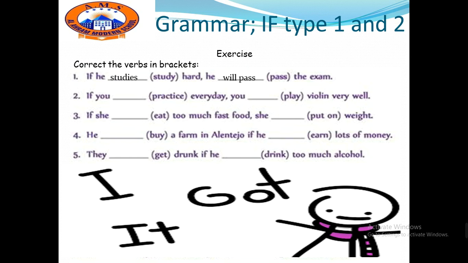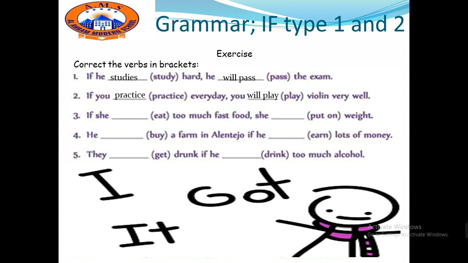Very good. The second one, if you practice every day, you play violin very well. So, again, we will use the present simple. If you practice, very good. Why? Because we don't use an S with it. So, if you practice every day, you will play violin very well.